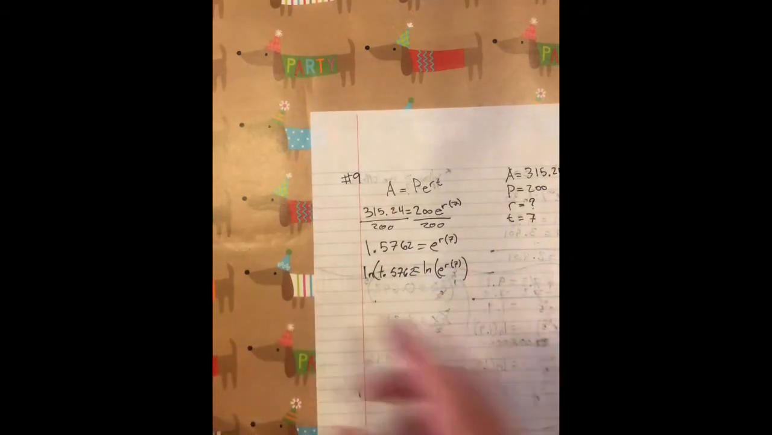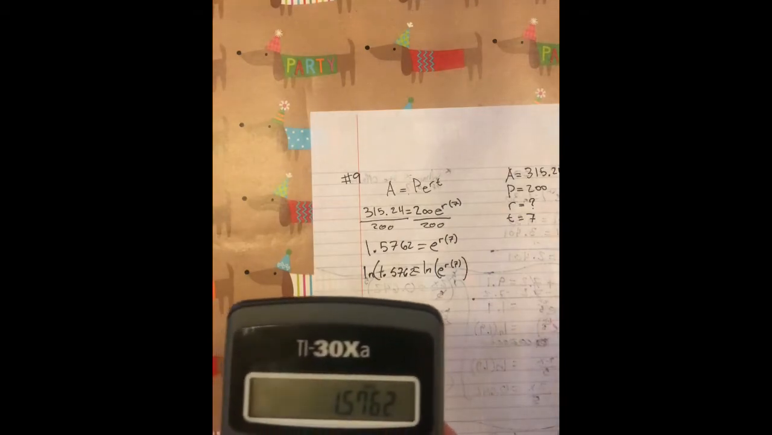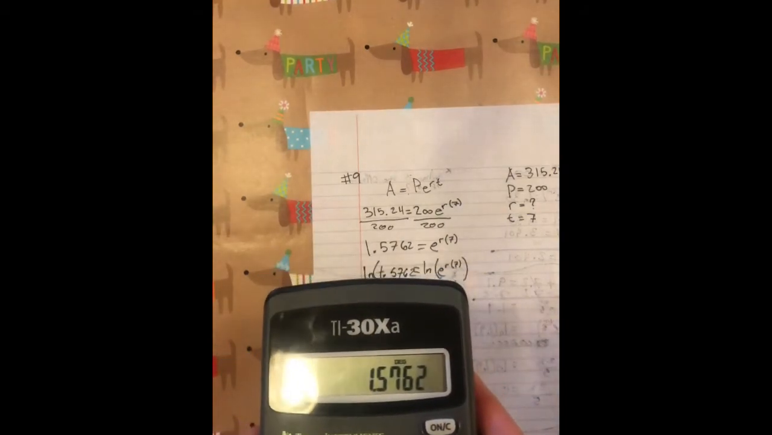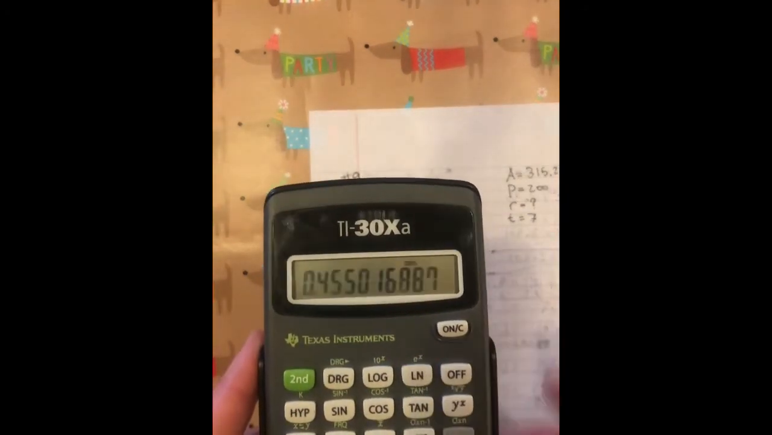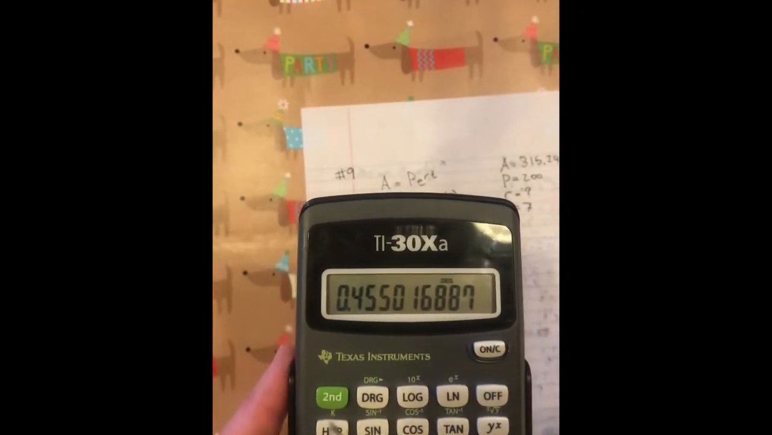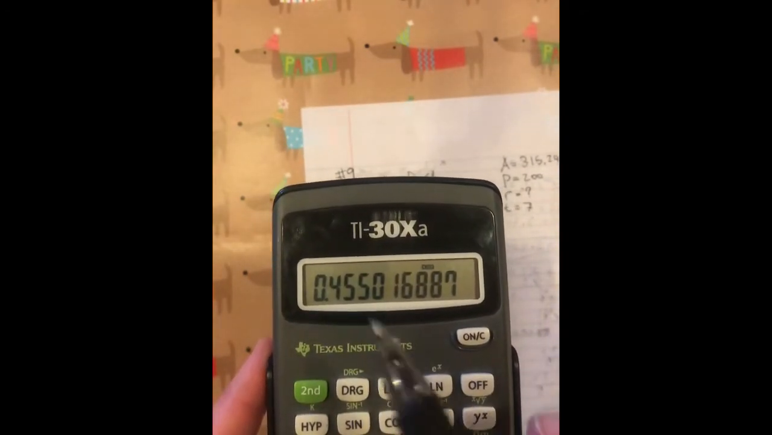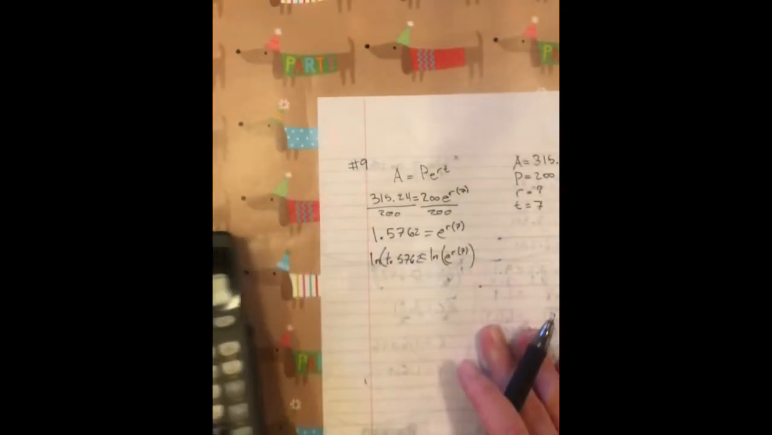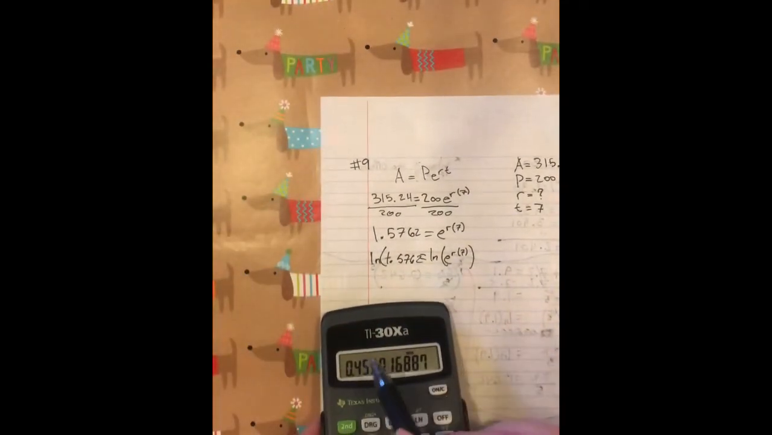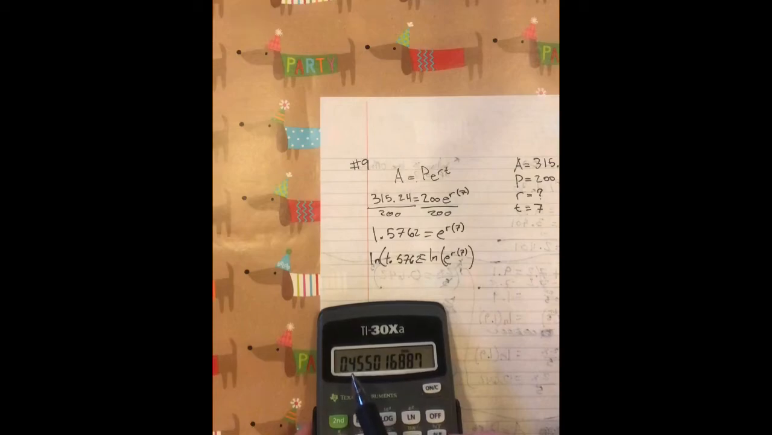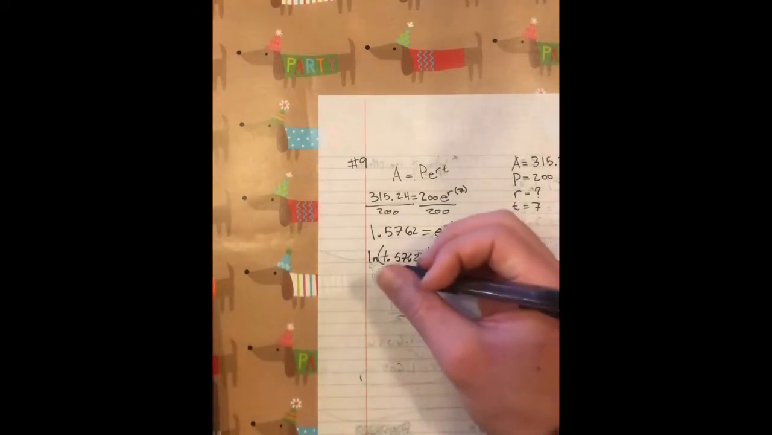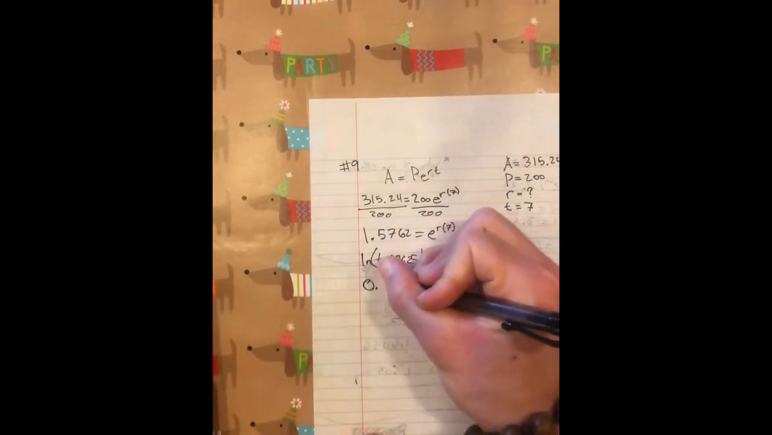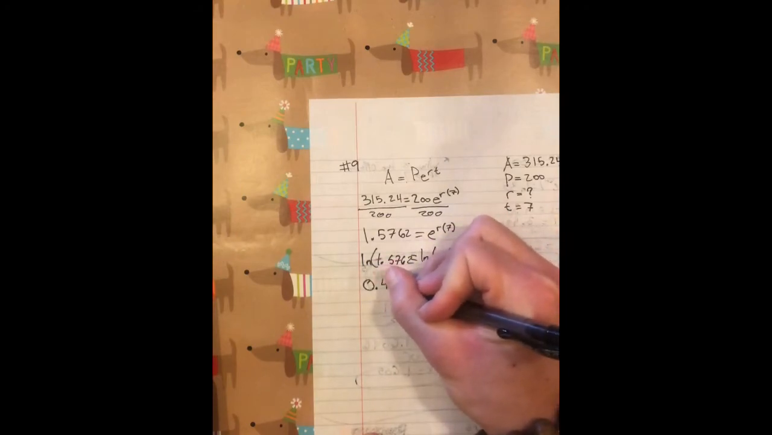So now I'm going to type this into a calculator. Okay, so I'm going to type in 1.5762, and I'm going to apply ln to it and get 0.4550168887. So just for time's sake, I'm just going to write 0.455.